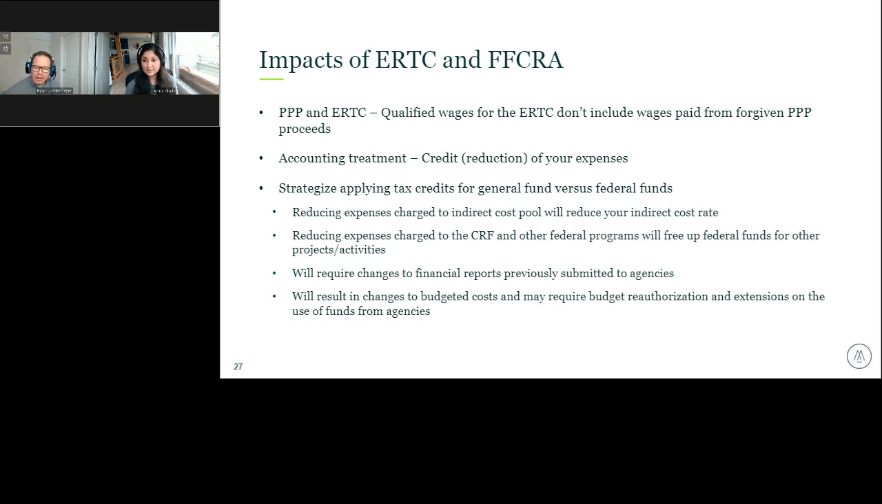If you are able to utilize the tax credits for payroll that was previously charged to other federal grants or to the CRF, again, you're going to have to consider how to rebudget or reallocate those costs to other eligible expenses. And then also the administrative effort, you need to factor that in, because amending the 425 reports might be a significant hurdle as well. If the tax credits reimburse payroll charged to grants that had any type of period of availability, deadlines, or budget restrictions, you might need to also request extensions or budget reallocations from your federal agency as well.